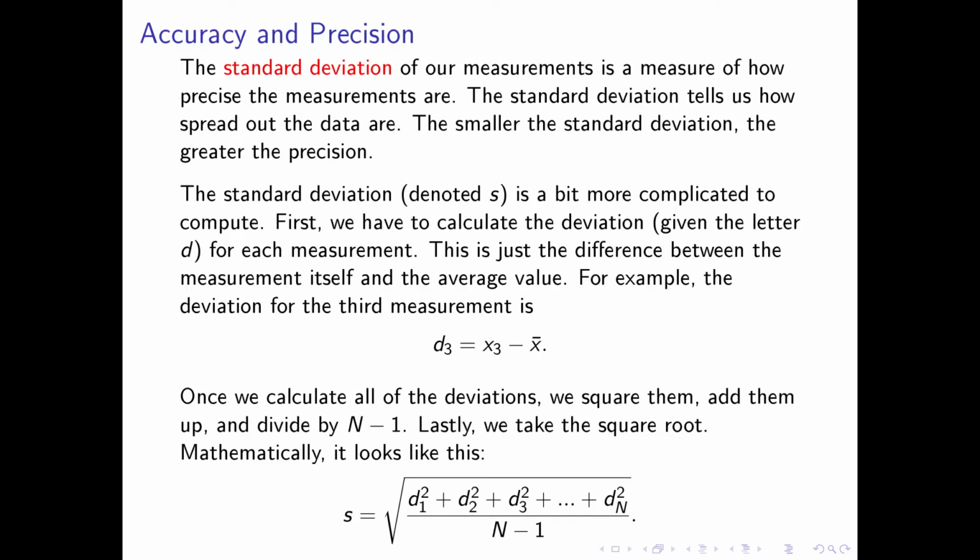Mathematically, it looks like this. s is equal to the square root of the entirety of d1 squared plus d2 squared plus d3 squared, and so on to dn squared, all divided by n minus 1. Do not forget to take the square root after you do the division.